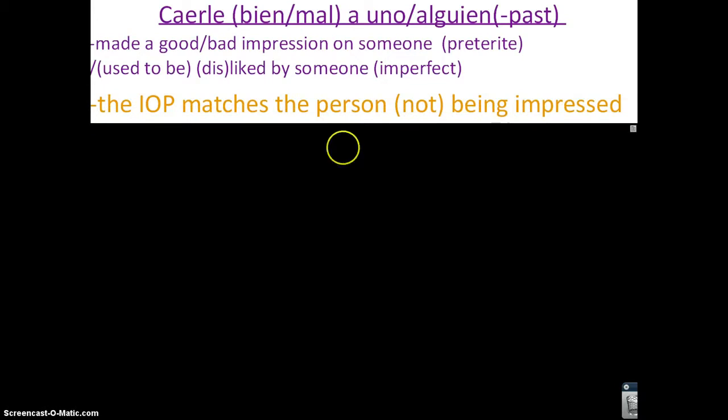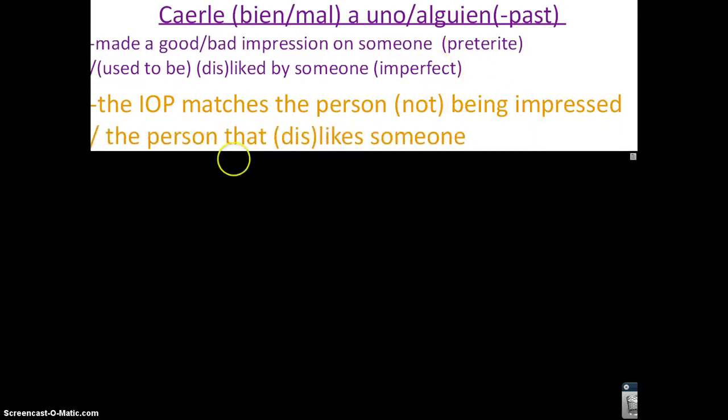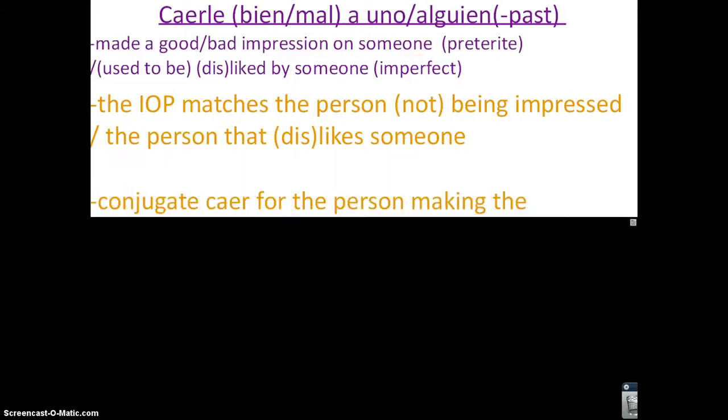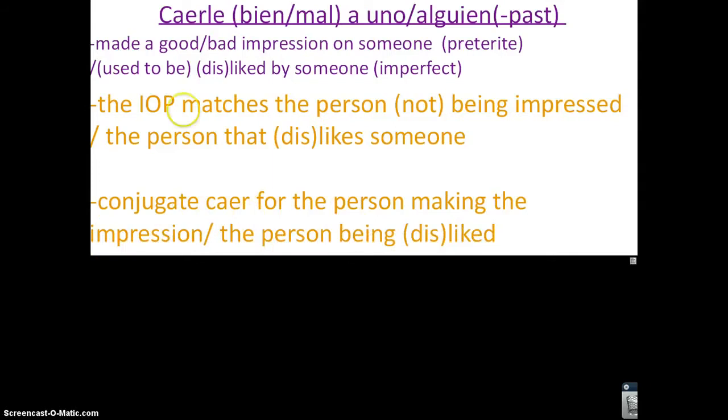So the IOP, the indirect object pronoun, me, te, le, nos, os, or les, has to match the person being or not being impressed, if we're in the preterite, or the person that likes or dislikes someone, if we are in the imperfect. Who do you conjugate the verb for? You conjugate caer for the person making the impression, if you're doing it in the preterite, and you're conjugating it for the person being liked or disliked if you're in the imperfect. If you follow these rules, you cannot go wrong. If you're like, whoa, that's too much information too fast, pause it, think about it, process it.